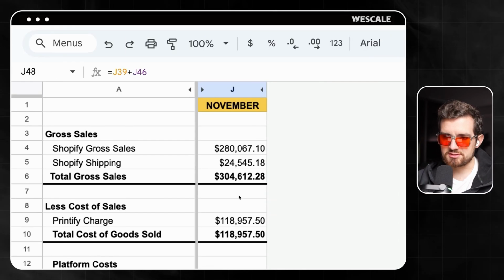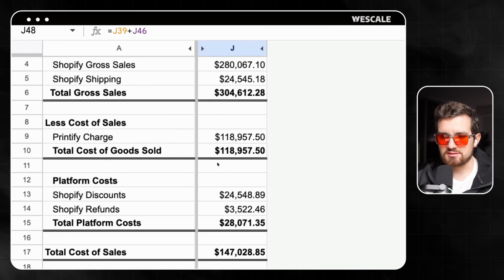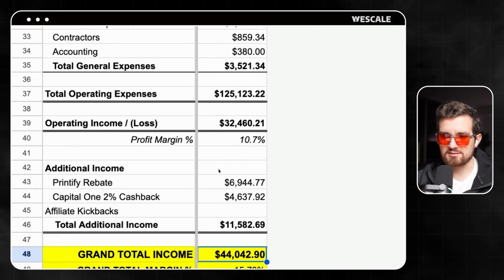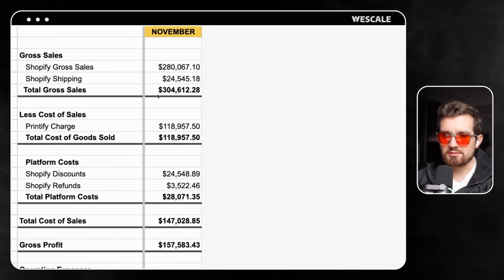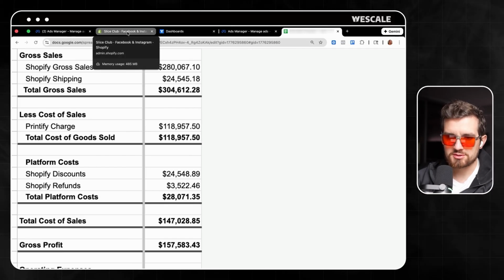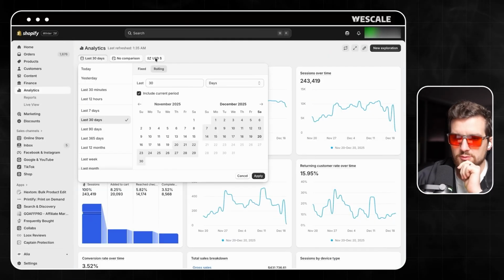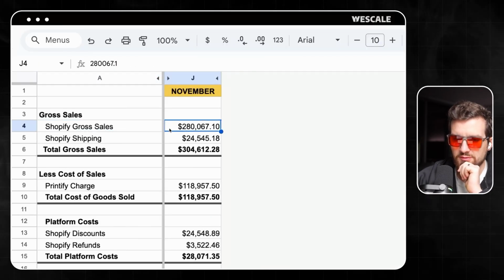Anyways, so this is basically what the P&L looks like. And the reason this is so valuable is this breaks it down into basic math so we can see exactly where every dollar is going. So now that we understand what every number on the P&L is meant for, now we're going to pull the numbers ourselves. So we just start top to bottom and we go with Shopify gross sales.